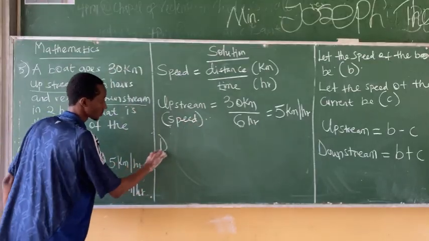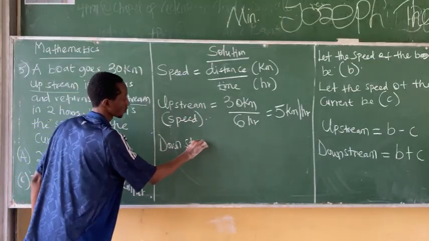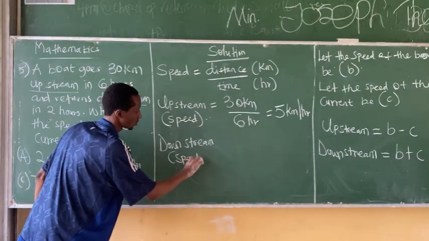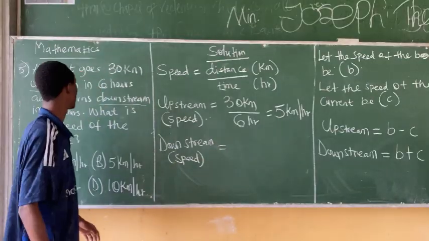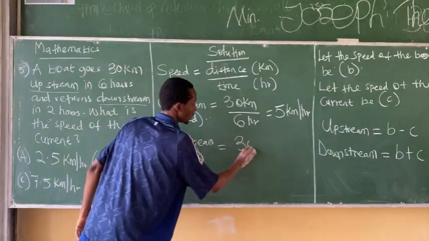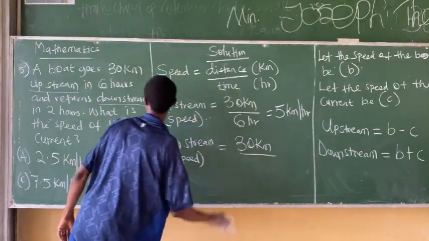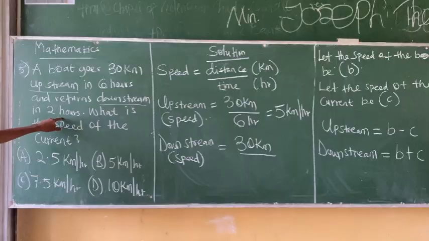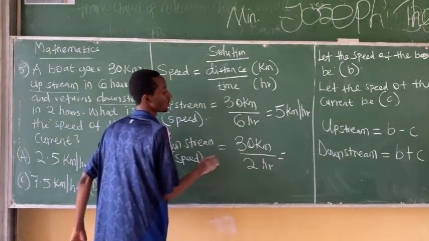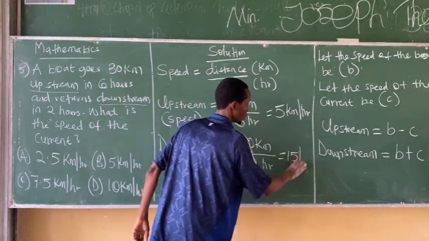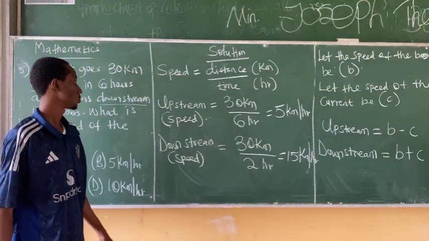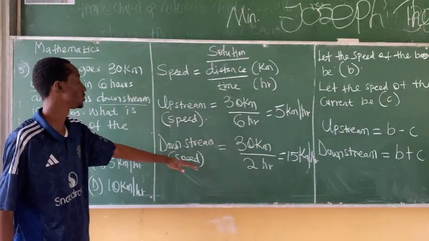For downstream, the speed is equal to the distance, which is also 30 kilometers, divided by the time, which is 2 hours. 30 divided by 2, we have 15 kilometers per hour. So we have the speed for the upstream and the speed for the downstream.